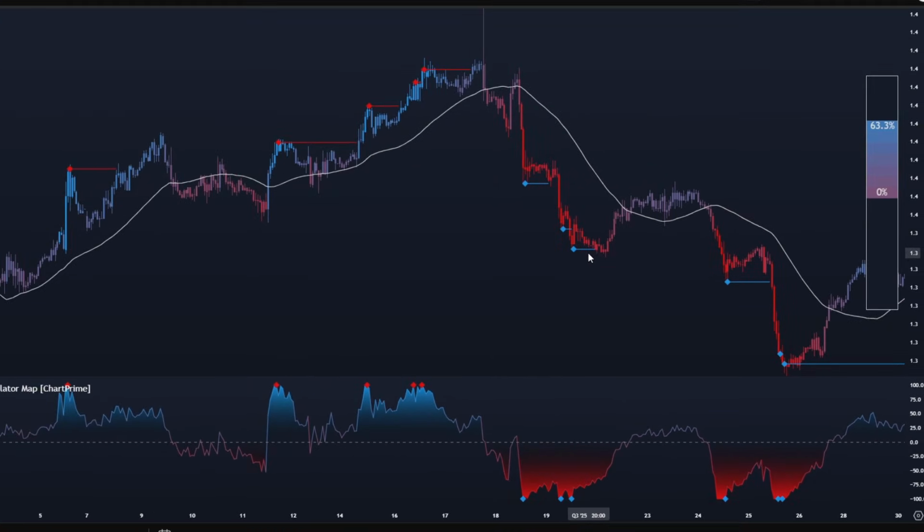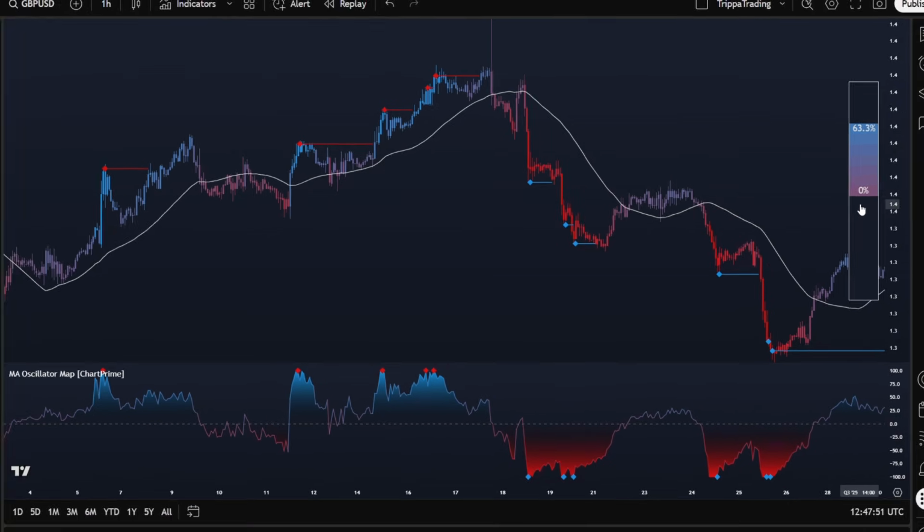From those points, it draws horizontal levels that act like dynamic support and resistance. Bullish overextensions above price often turn into resistance lines, and bearish overextensions below price often turn into support lines later. You'll also see a small momentum gauge on the side, showing a percentage from 0 to 100 for bullish or bearish strength. So, at a glance, you know how strong the move really is.